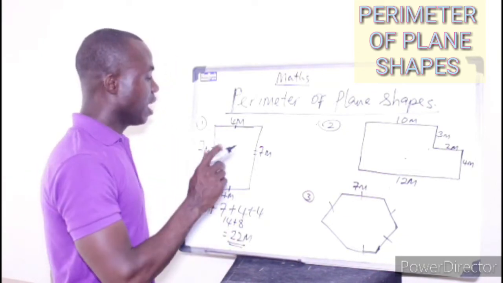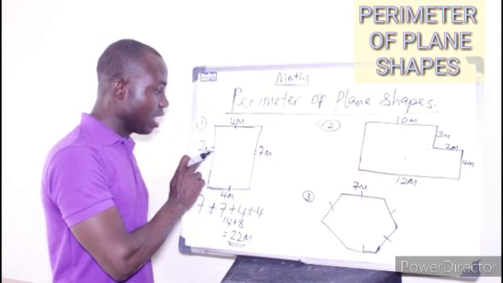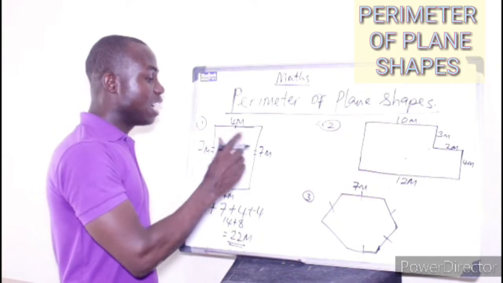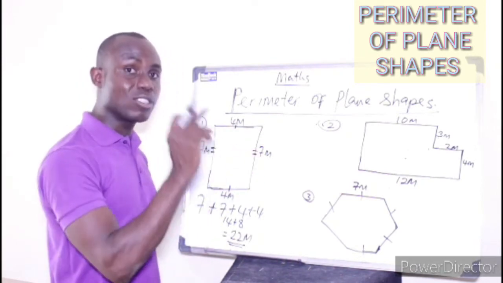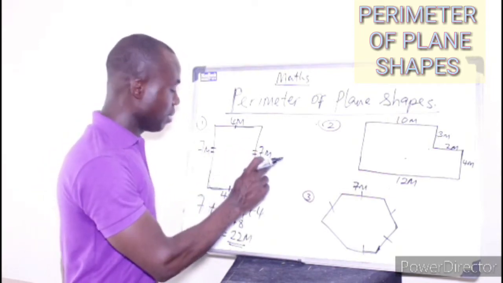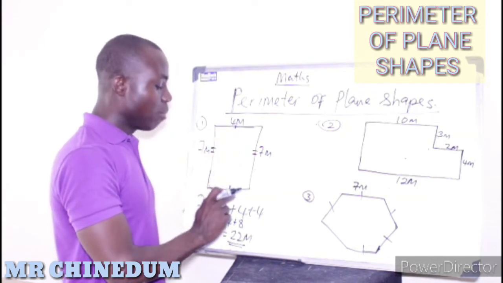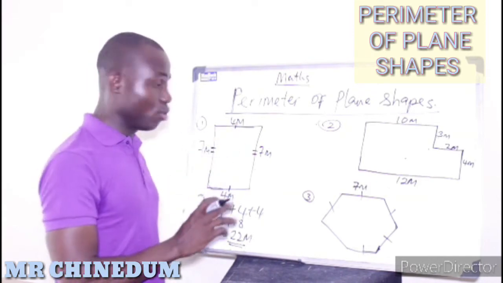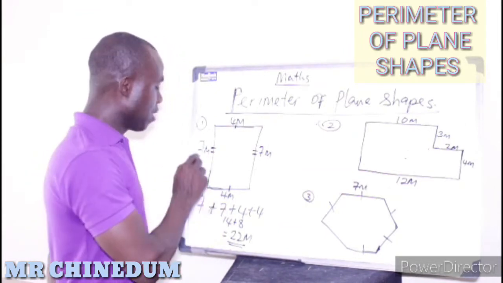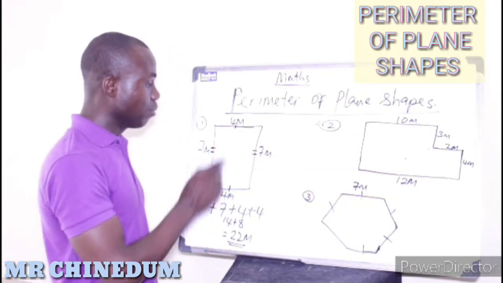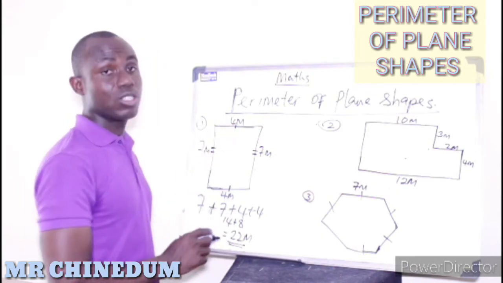I take it again. I said perimeter is the distance around the shape. From the beginning, there was nothing written here and nothing written here. But I told you, whenever you see a sign like this repeated on the other side, it means those sides are equal. So if here is 7 meter, here must be 7 meter. If here is 4 meter, here must be 4 meter. Because in every rectangle, the opposite sides are equal. So we add all of them, 7 plus 7 plus 4 plus 4. If you add all of them, you get 22 meter.